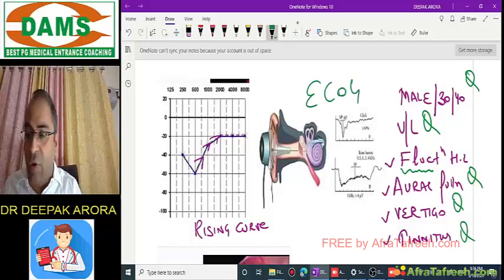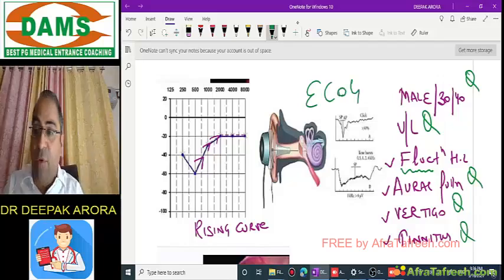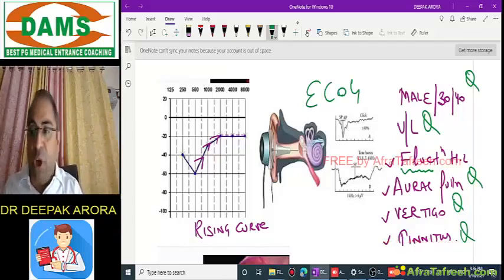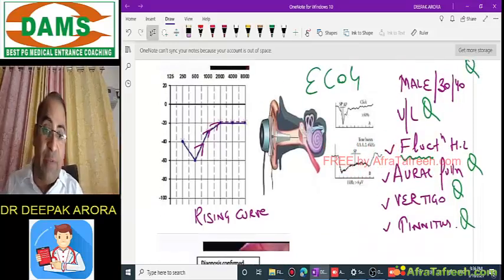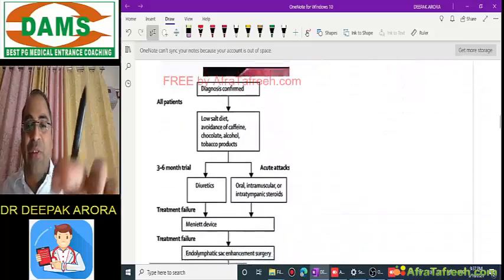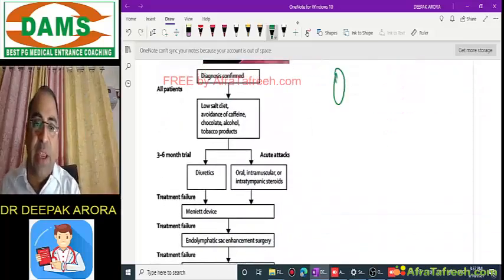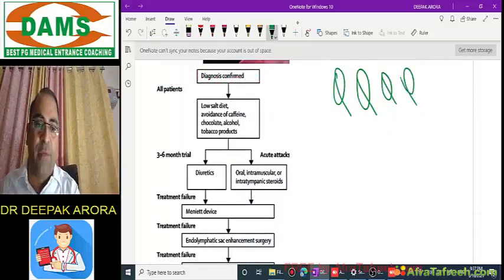What is the investigation of choice? Electrocochleography, beta. But before electrocochleography, you will be doing PTA, pure tone audiogram. What will you be seeing? Sir, I will be seeing a rising curve. Graph going up, rising curve. Down sloping graph is presbycusis; rising curve is Meniere's. Everything is in class notes, gold standard also. This is an expected MCQ. Every student focus.